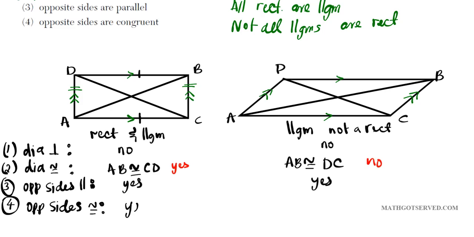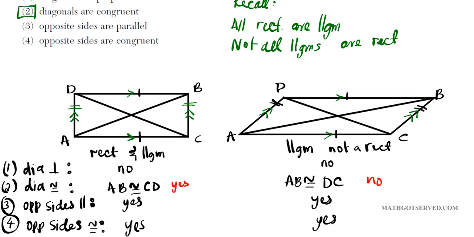The answer is no. Opposite sides being congruent applies to all parallelograms, regardless of if they are rectangles or not. So if you look here, DB is congruent to AC, and DA is congruent to BC. So yes, yes here. So we can clearly see that the unique property that separates the parallelograms that are rectangles from the parallelograms that are not rectangles, one of them is that the diagonals are congruent. And the other one, of course, is that all the angles are 90 degrees, which is applicable here, but is not applicable here. So the answer is option number 2.